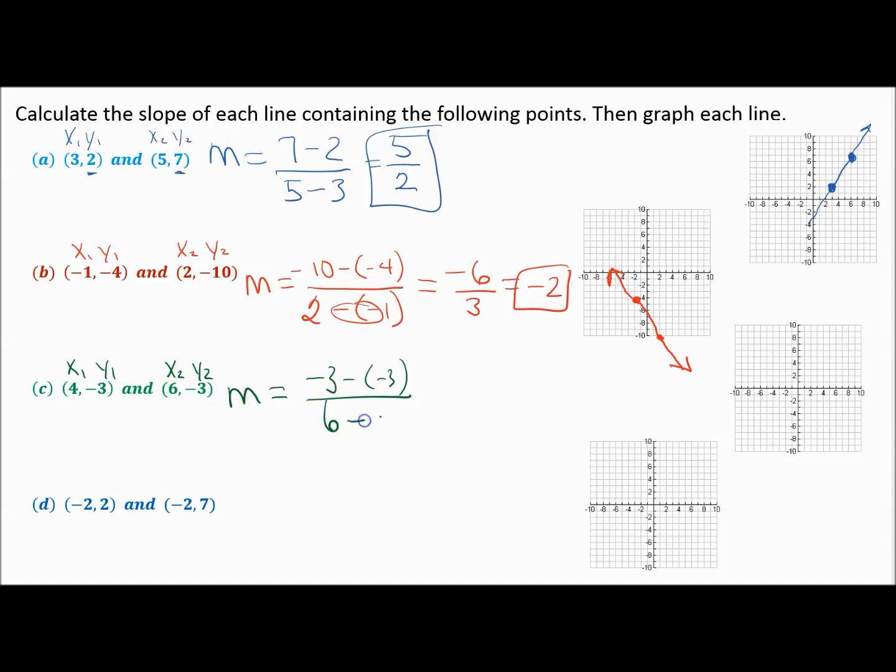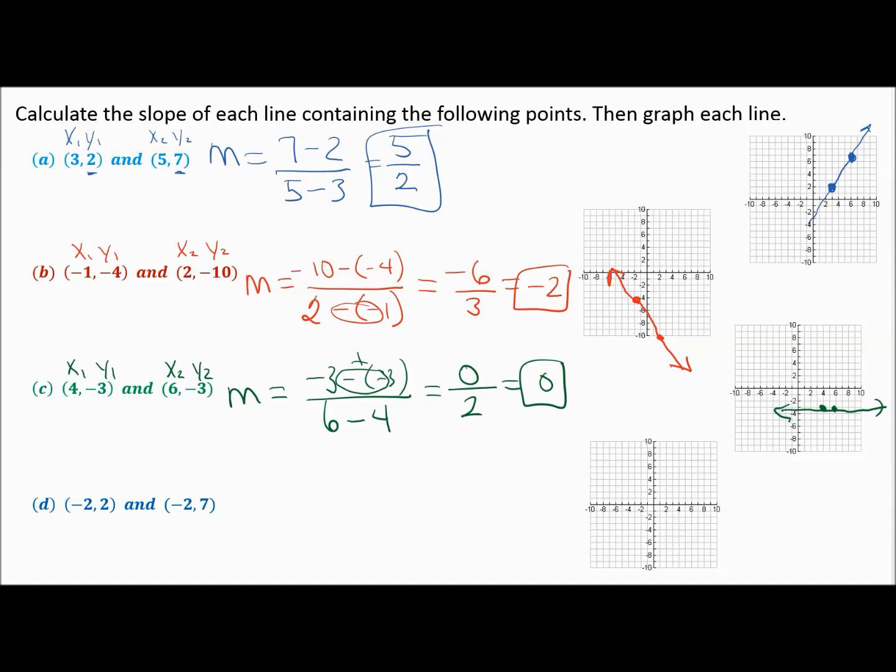So 6 minus 4. Negative 3 minus a negative 3. These two turn to plus. Negative 3 plus 3 is 0. 6 minus 4 is 2. 0 divided by 2 is 0. Now if I plot these points, I've got 4, negative 3, and I have 6, negative 3. Well, what that does is that gives us a horizontal line right through y equals negative 3.